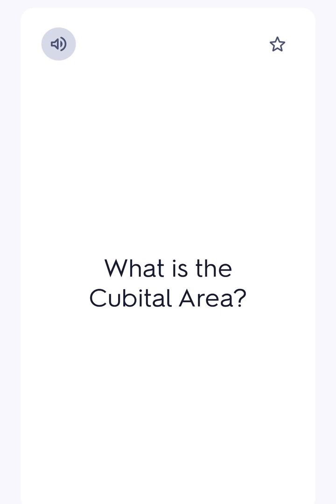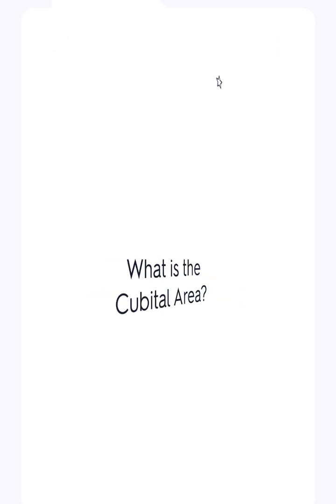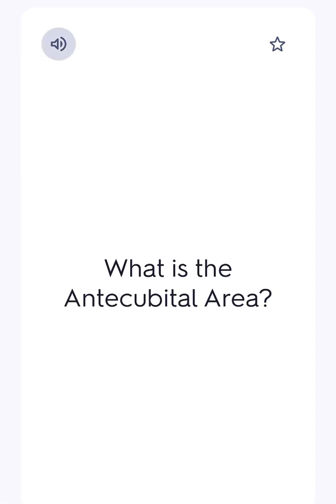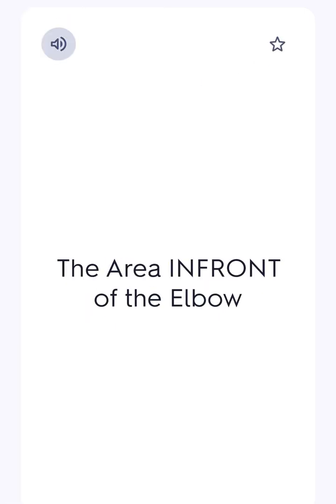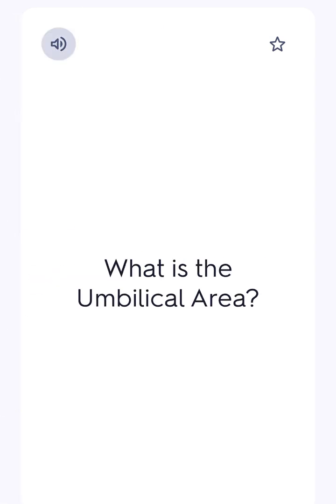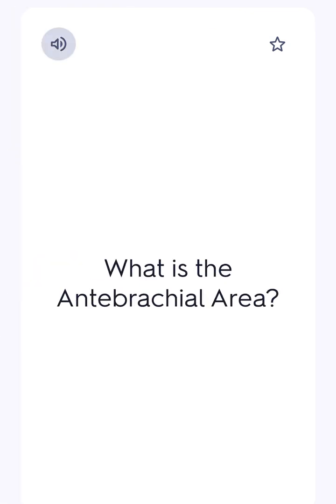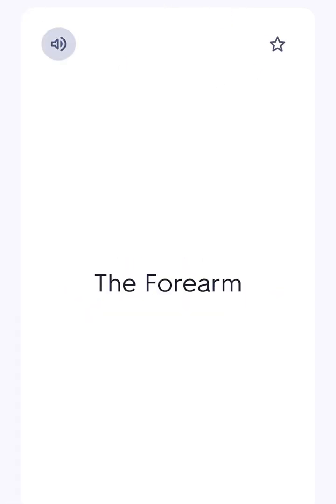What is the cubital area? The elbow. What is the antecubital area? The area in front of the elbow. What is the umbilical area? The belly button. What is the antebrachial area? The forearm.